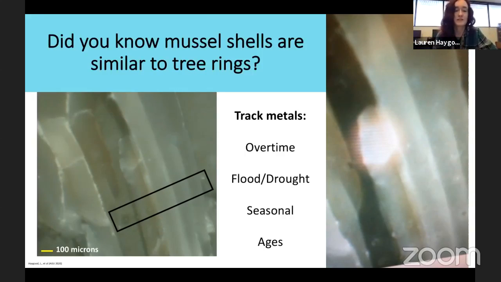And also ages, so we can date each growth layer and figure out what year it corresponded to and figure out whether there is an increase or decrease in metals.